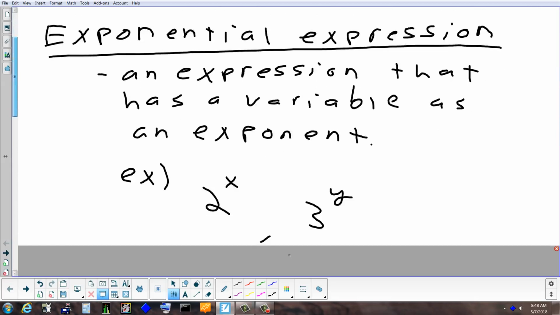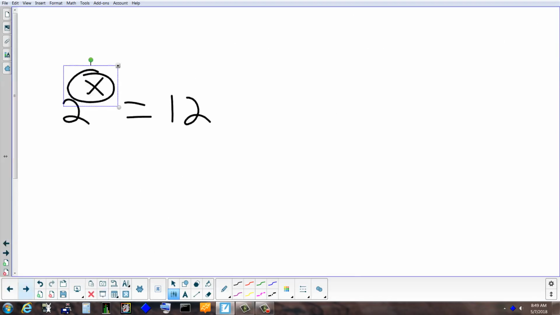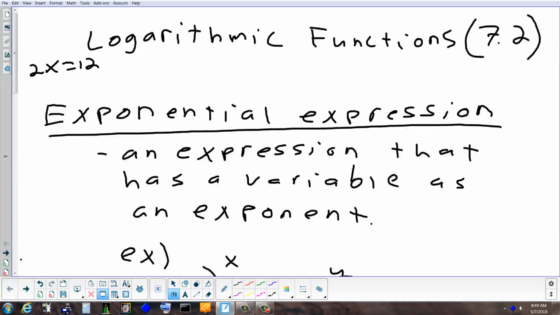There's a couple more examples, just like the ones I wrote on the other page. Technically, what I put on the other page is an exponential equation. These are exponential expressions. What makes something an equation? What do you have to add to it? Yeah, equal sign. So that's an exponential equation. This part right here is the exponential expression.